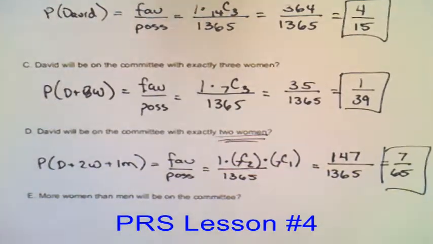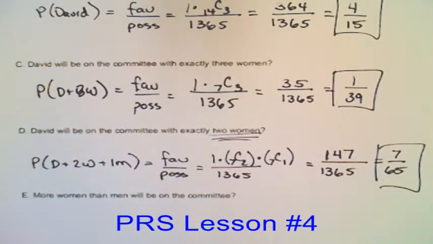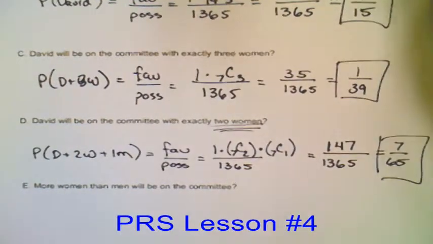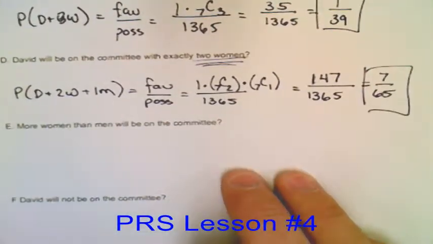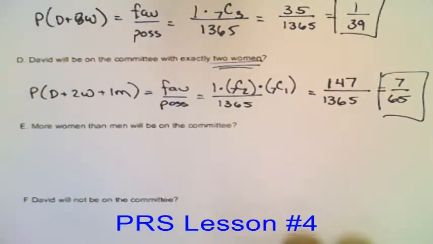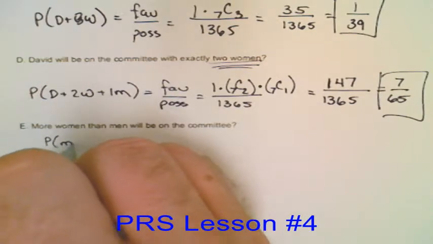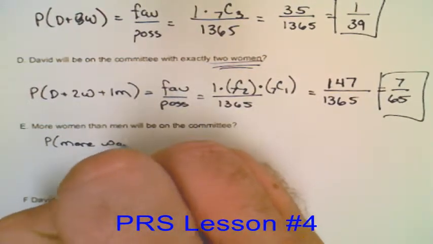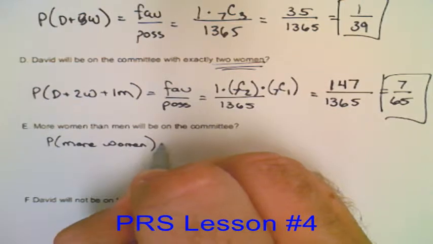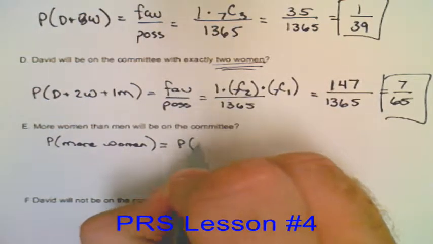So there are 147 committees out of the 1,365. And I see if that reduces. I don't know if it does. Oh, it does. Okay, it's 7 out of 65. So there's a 7 in 65 chance that that works. But all I'm doing is using my perms and coms because of the context of the question. This one here is talking about committees. Committee order doesn't matter, so I'm using combinations. The one with the DVDs that we just did before was arranging, order mattered, that sort of thing.